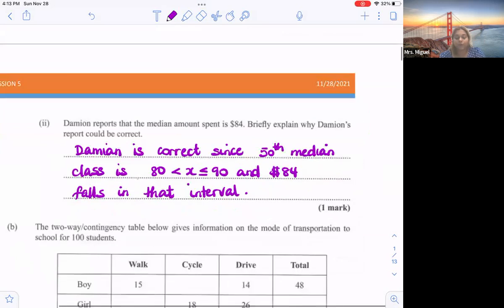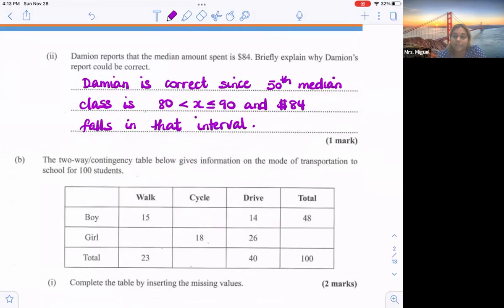We all know, since we have been doing statistics, mean, mode, median. We know median means middle. How is it the middle? Well, it is the middle of the frequency values. So you're finding a half of the sum of the frequency. Here, the frequency is 100. The 50th value would lie within that interval. So Damien is correct because 84 would lie in that interval.